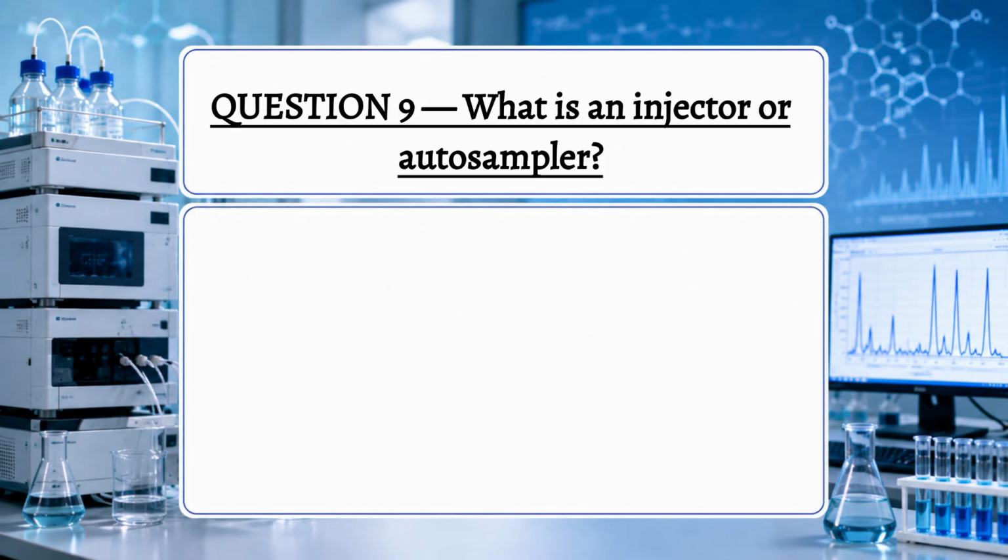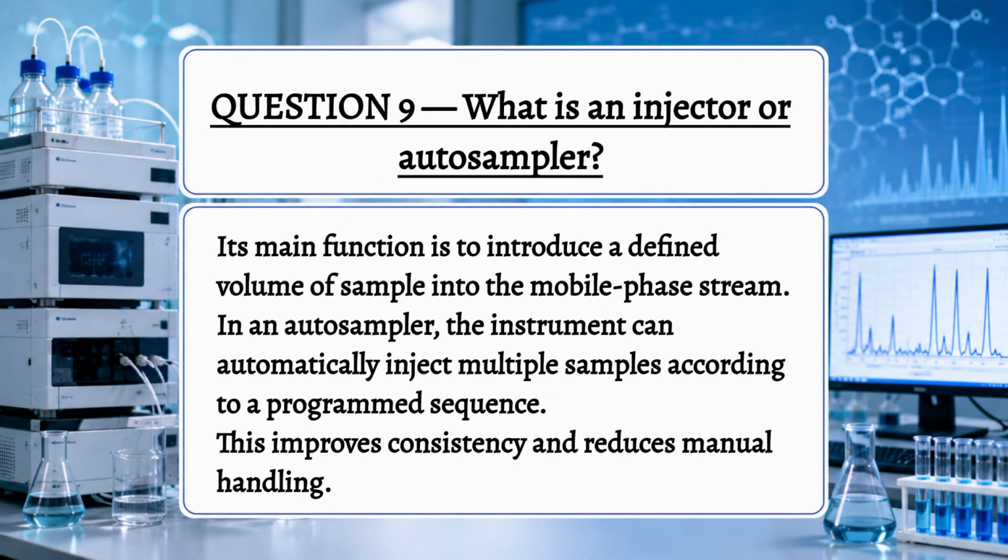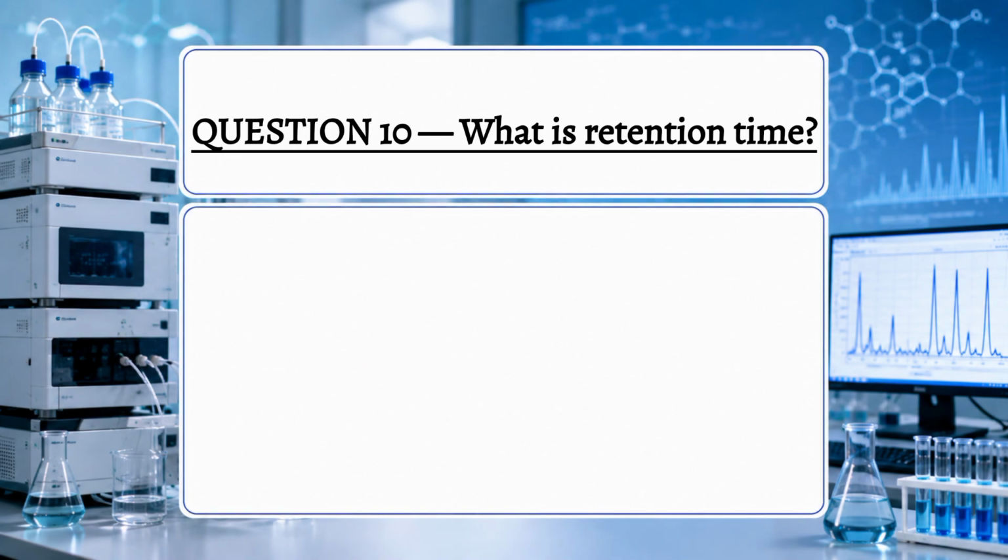Question 9. What is an injector or autosampler? Its main function is to introduce a defined volume of sample into the mobile phase stream. In an autosampler, the instrument can automatically inject multiple samples according to a programmed sequence. This improves consistency and reduces manual handling.